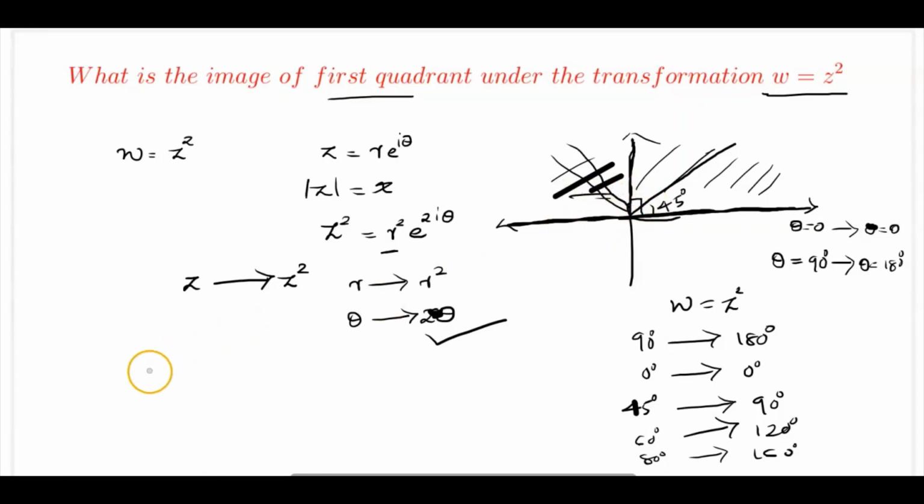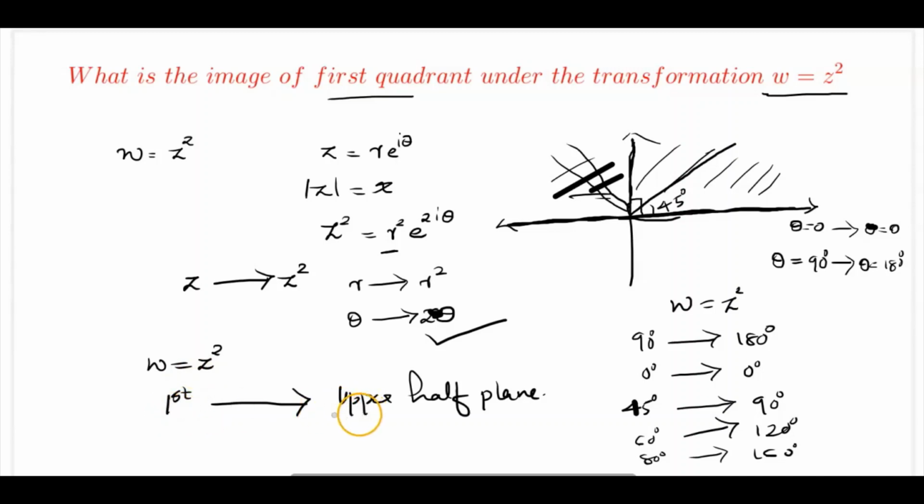So under this mapping W equal to Z square, the first quadrant is mapped to the upper half plane. Look at the figure. This is the upper half plane. The first quadrant is mapped to the upper half plane under the transformation W equal to Z square.